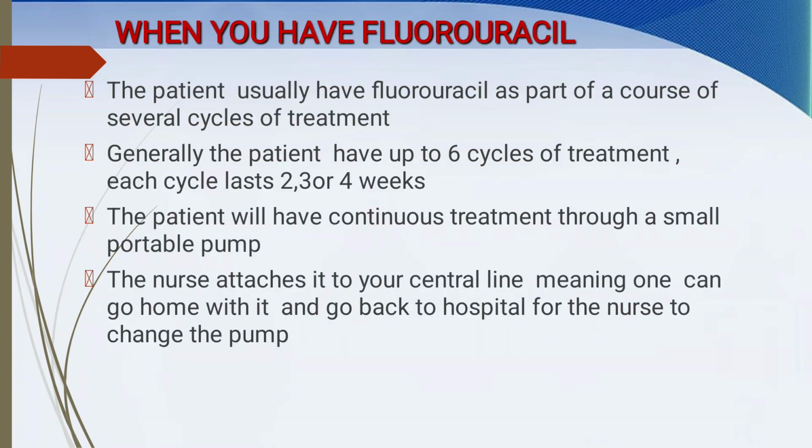So the question comes, when does one have fluorouracil? The patient usually has fluorouracil as part of a course of several cycles of treatment. Generally the patient has up to 6 cycles of treatment, and each cycle lasts 2, 3, or even 4 weeks depending. The patient will have continuous treatment through a small portable pump, especially for intravenous, whereby we'll be using the injection, administering drugs into the vein. So the nurse attaches it to your central line, meaning one can go home with it, or even come back to change the pump.